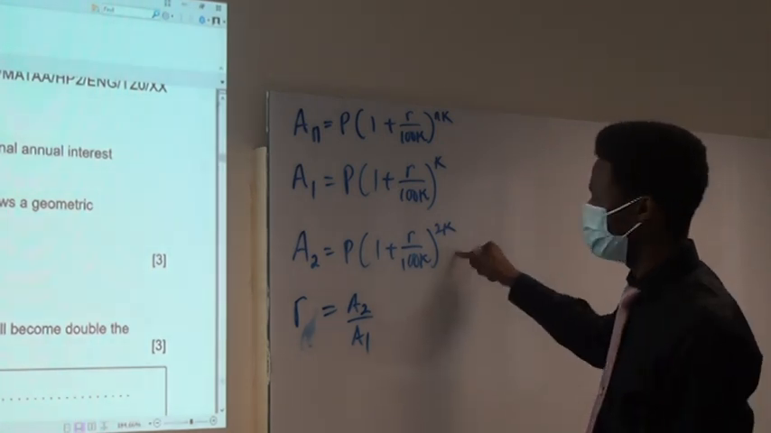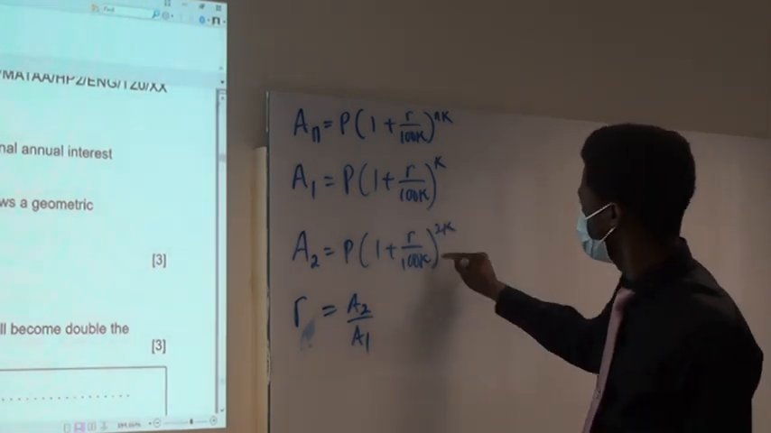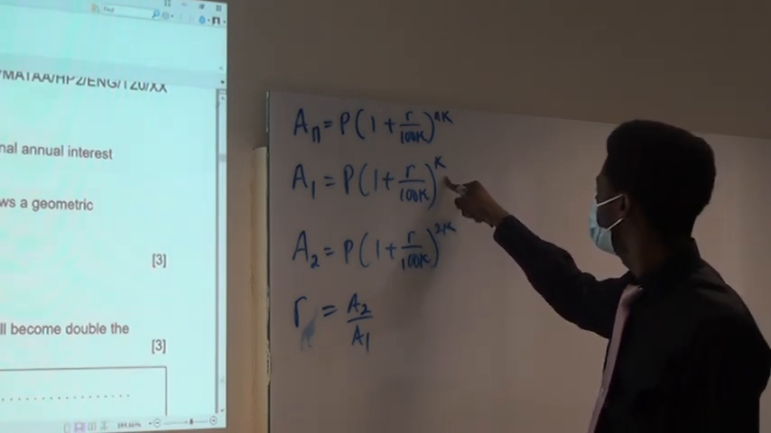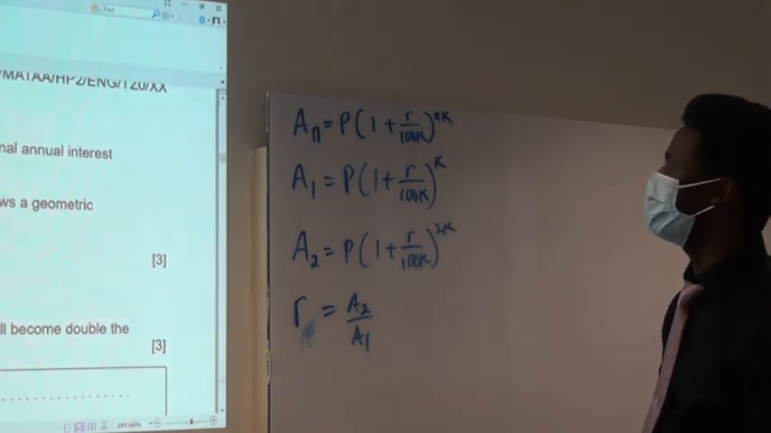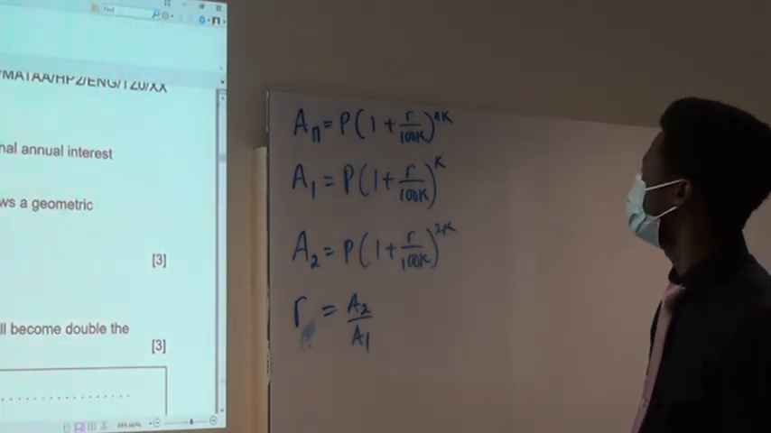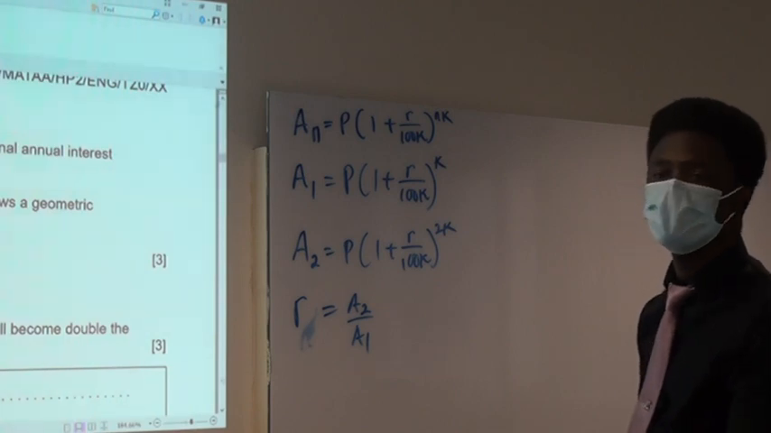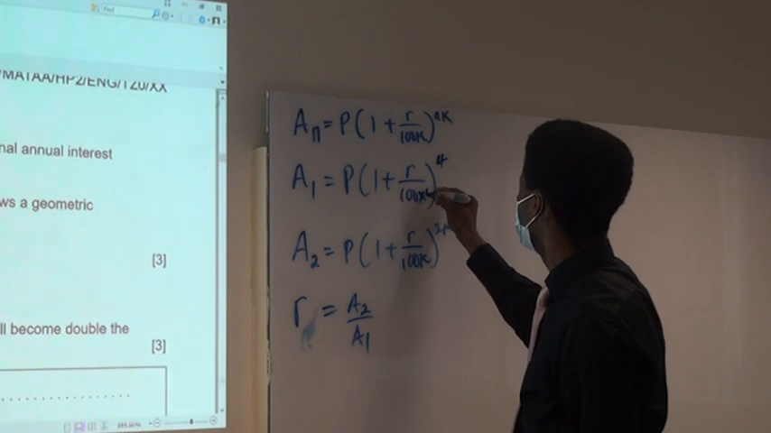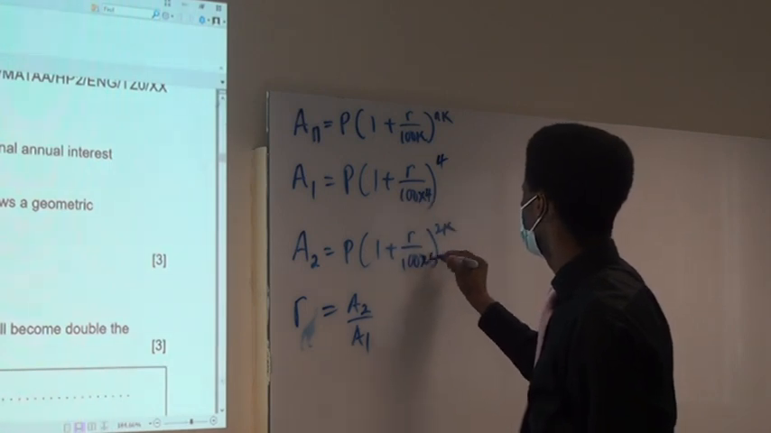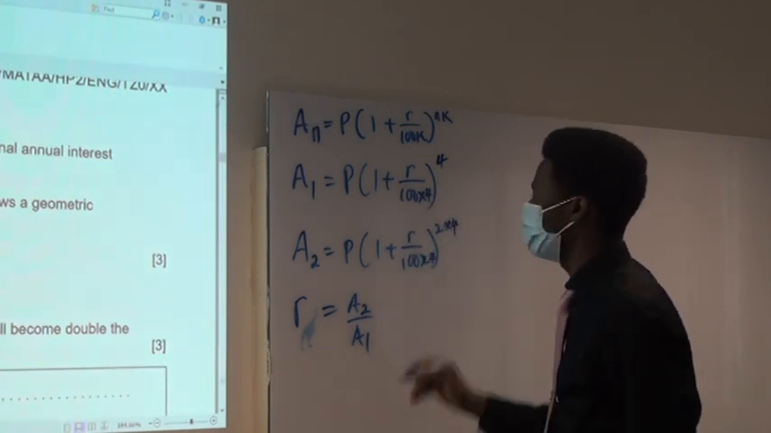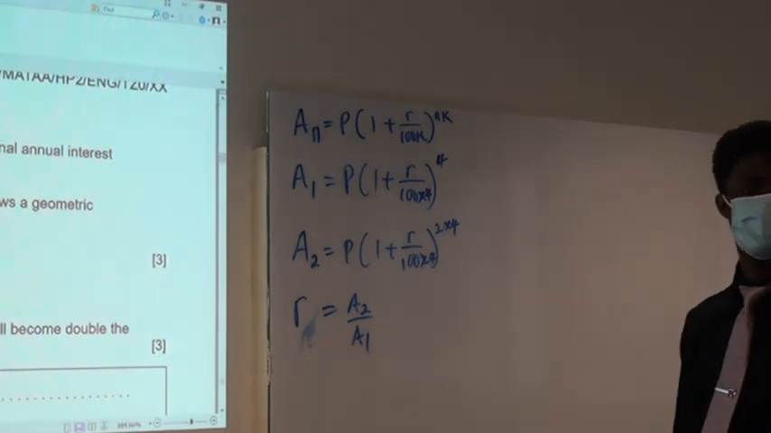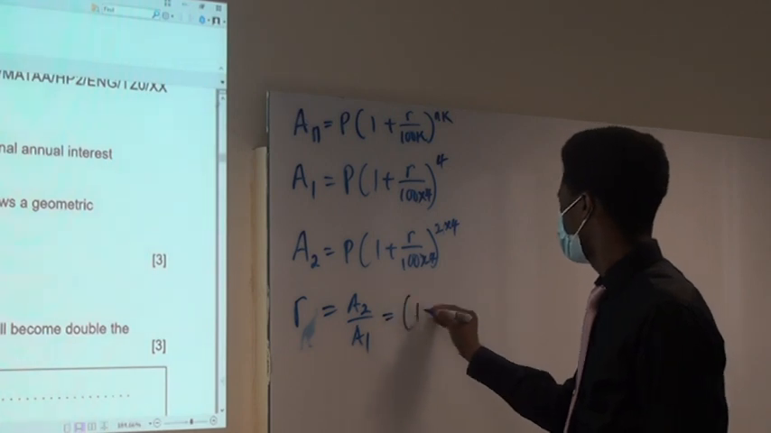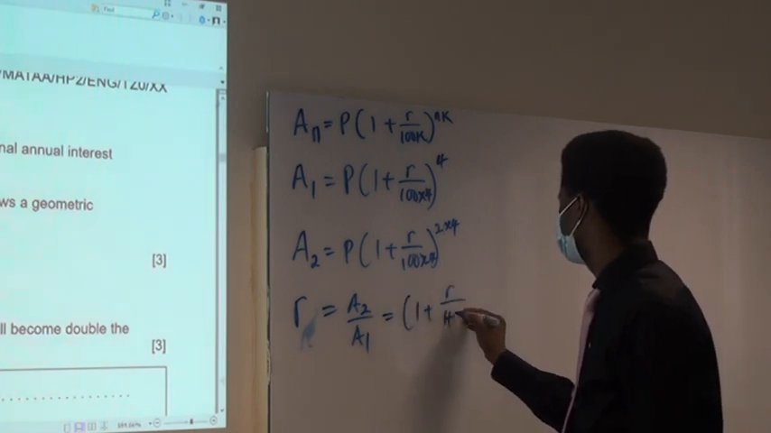And by the time you divide A2 by A1, this will cancel, this will reduce by what? Oh wait, we have the value of K. Why am I putting K there? K is what? 4. So this is simply times 4. This is 2 times 4, which is 8. Am I making sense? So basically, it's going to be 1 plus R over 400.